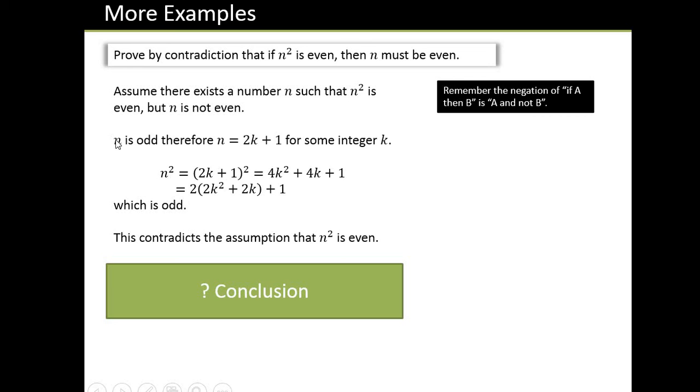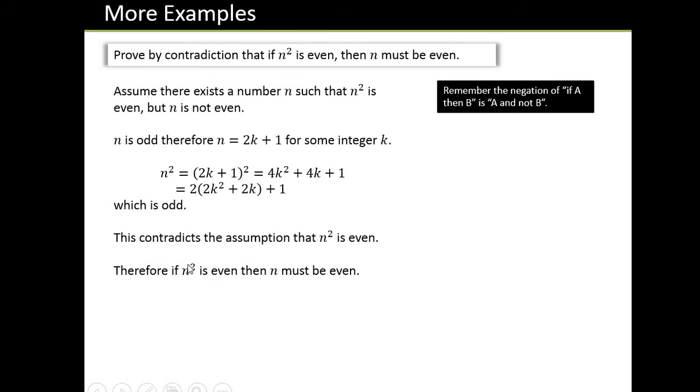So if you start with an odd number, n squared is odd, which contradicts the assumption that n squared is even. And remember how we finish them off? Therefore, if n squared is even, n must be even. So they're always that style. Assume, then you do some sort of method, and then we say this contradicts the assumption, and then we do therefore, and then state the original statement from the start.